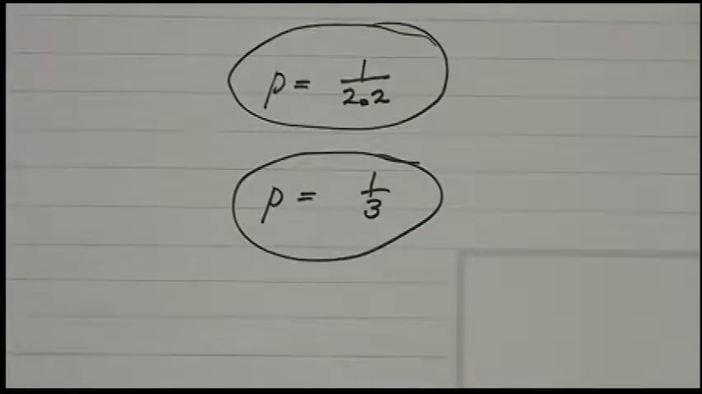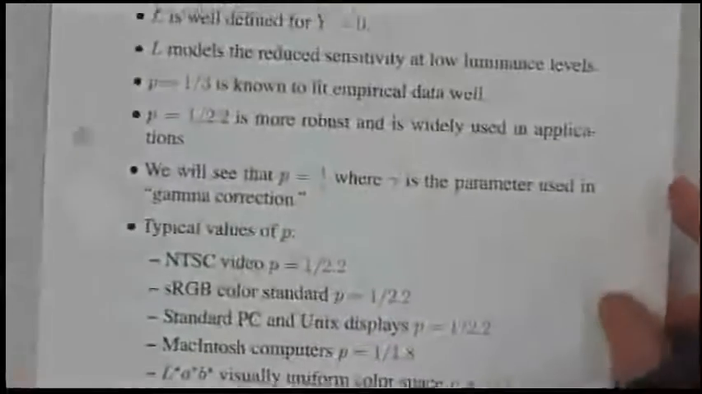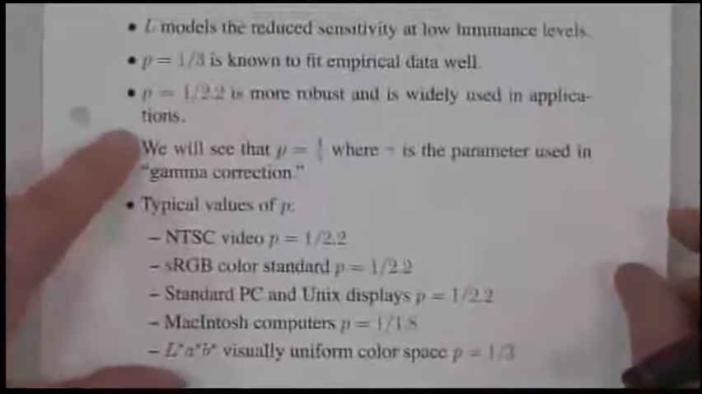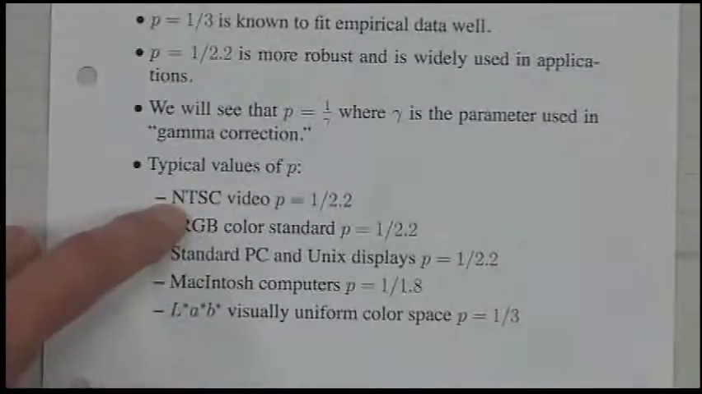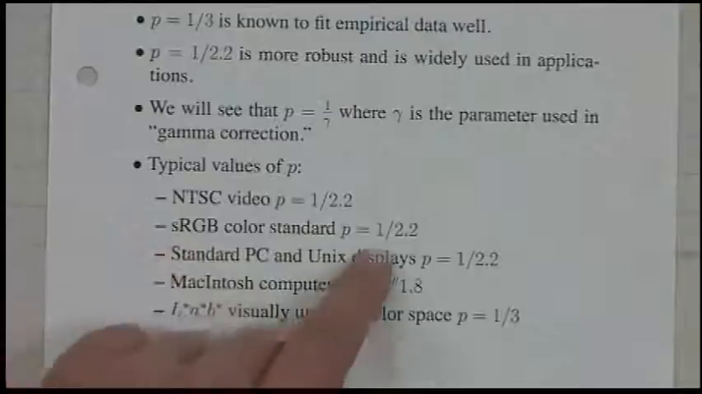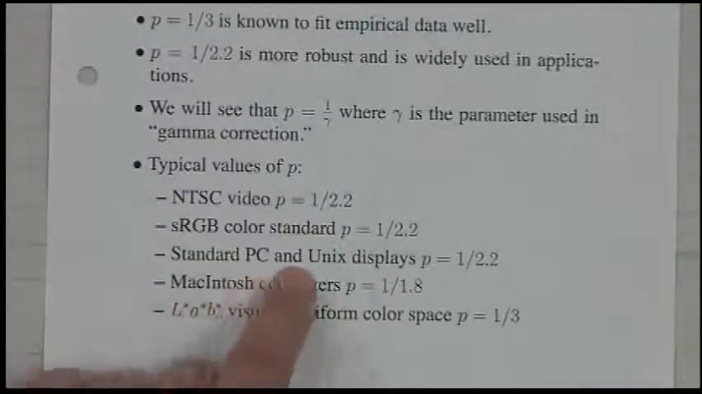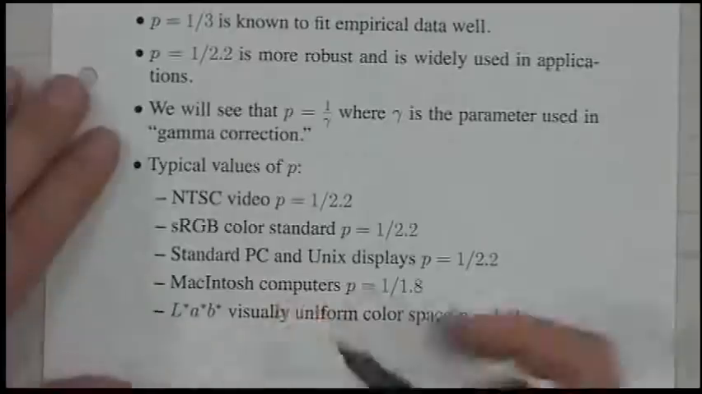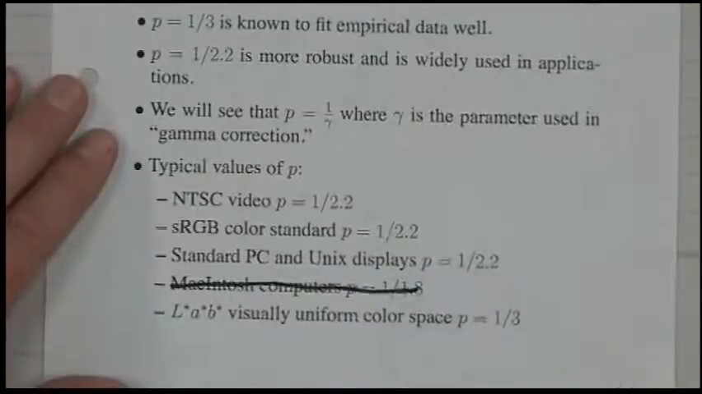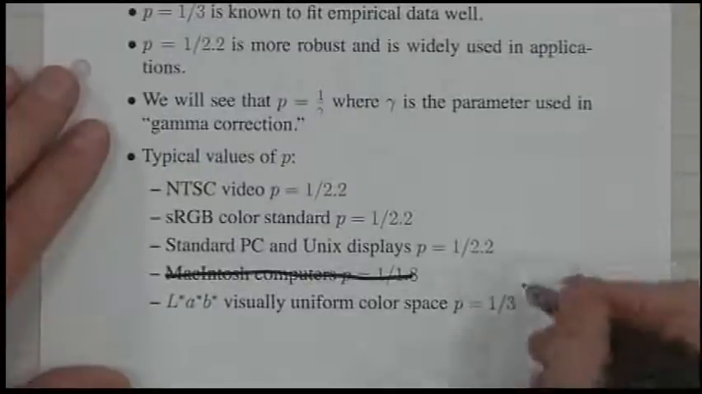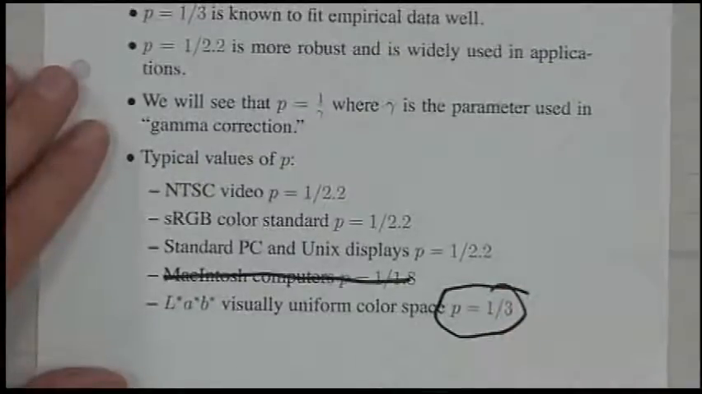So just to summarize, here you have the so-called gamma correction. The value of gamma that's used in NTSC video, and we'll talk about gamma correction next time, is 1 over 2.2. In sRGB, it's 1 over 2.2. Standard PCs and Unix, 1 over 2.2. It used to be a long time ago that Macs used 1 over 1.8 because they felt like they had to be different, okay? But finally they gave in, and now they're using 1 over 2.2 also. And in LAB, which is a color space we'll talk about later, they effectively use 1/3. So that's pretty much it.